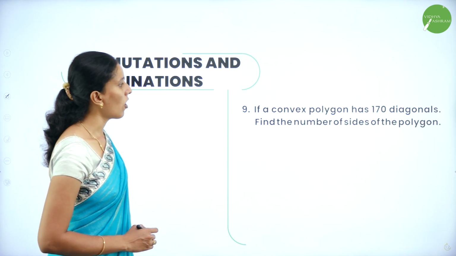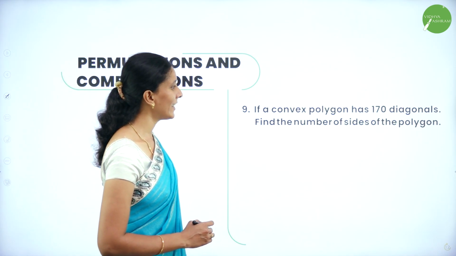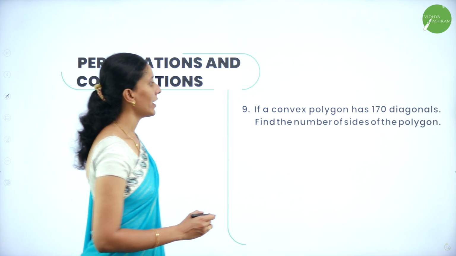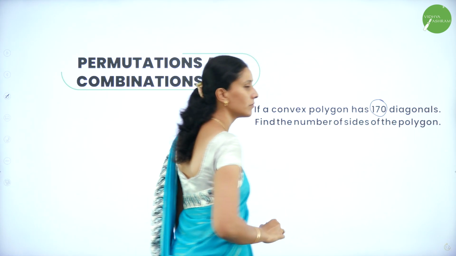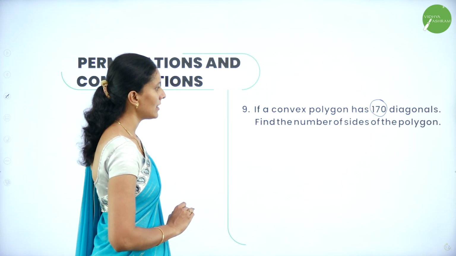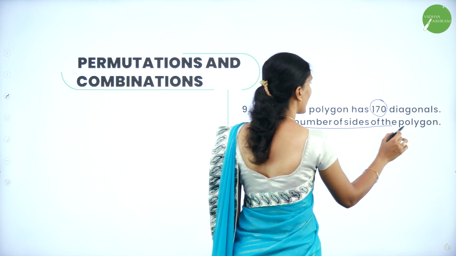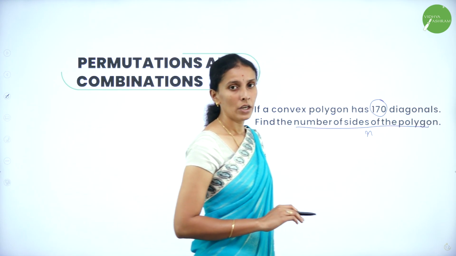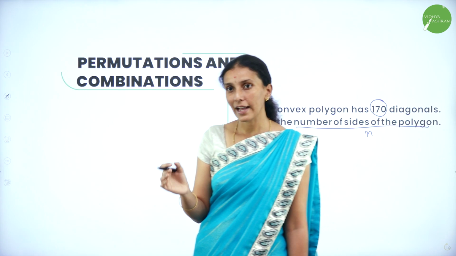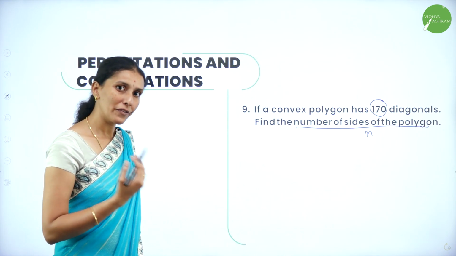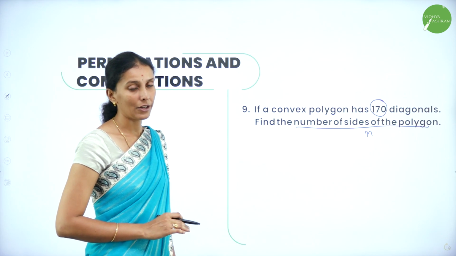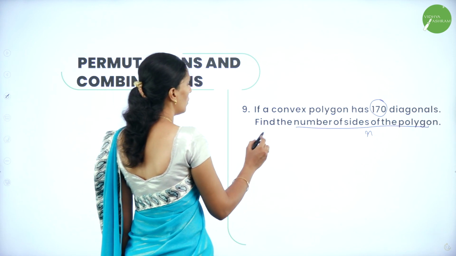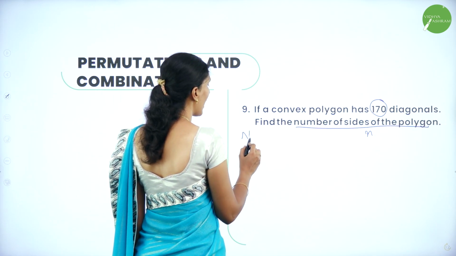Next question. If a convex polygon has 170 diagonals, find the number of sides of the polygon. We have the total number of diagonals, and we have to find the number of sides of the polygon, that is n. In the previous case, n was given and we found the number of diagonals inside the polygon. Here the number of diagonals is given, and we have to find the value of n, that is how many sides the polygon contains. We know the formula for the number of diagonals.